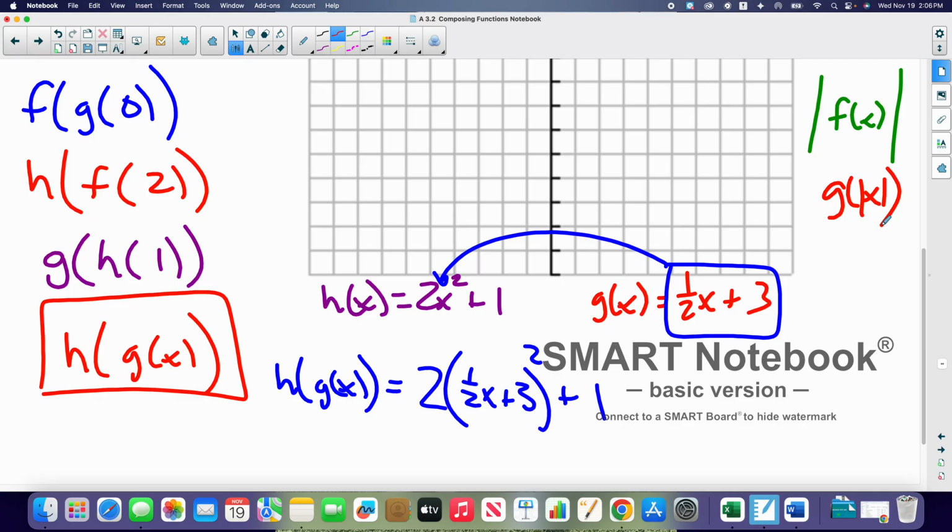Okay? I hate my apps. My apps are ugly. So I want you to try to graph these two right here. Absolute value of f of x.